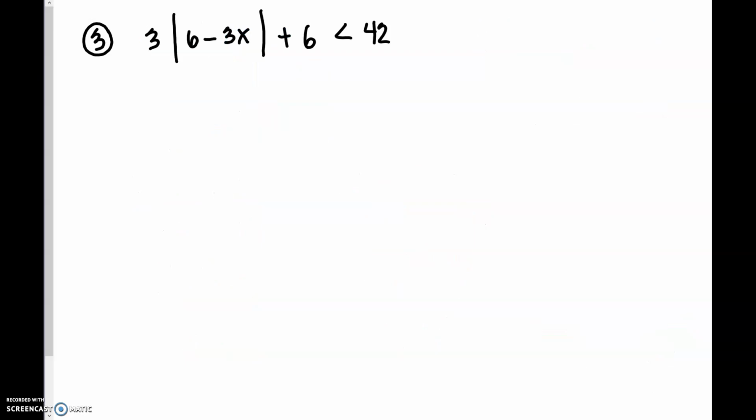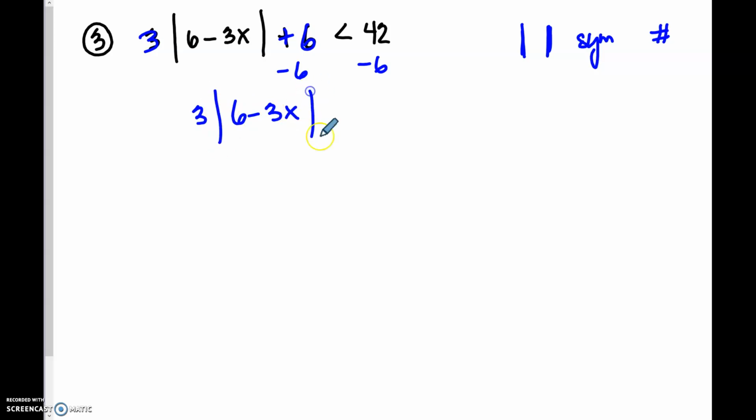All right, this third problem, just like in the other ones, we have to do it the same way. We have to have the absolute value, then your symbol, and then a number. But if you look here, we have this 3 and this plus 6 that don't put it in the right format. So we need the absolute value, the symbol, and the number. So what we have to get rid of first is this plus 6. So I'm going to subtract 6 from both sides. So I'm going to have 3 times, and I still have inside my absolute value 6 minus 3x. Keep your symbol, and 42 minus 6 is 36.